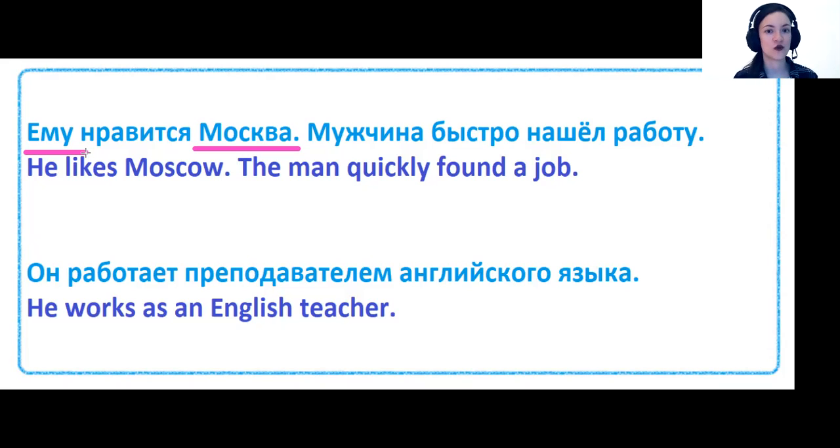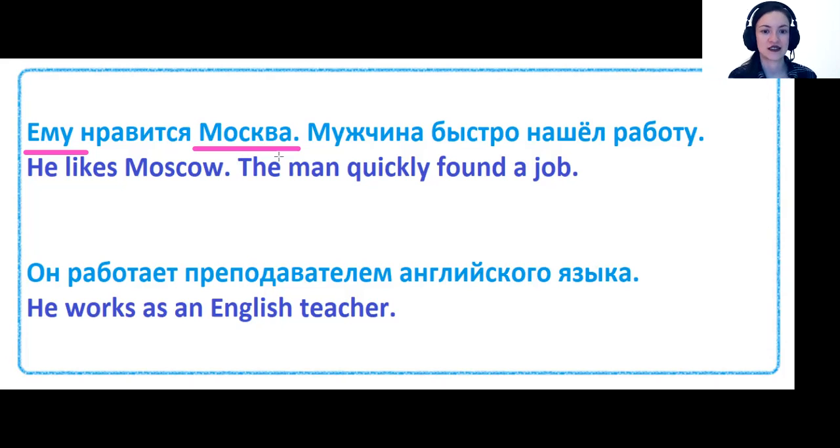Nominative case of ему is он, he. But you have to know that with the verb нравится, we always must use dative case. For example, мне нравится Америка. I like America. Мне. We do not say я нравится Америка. That's a rude mistake. We say мне нравится Америка. Okay?